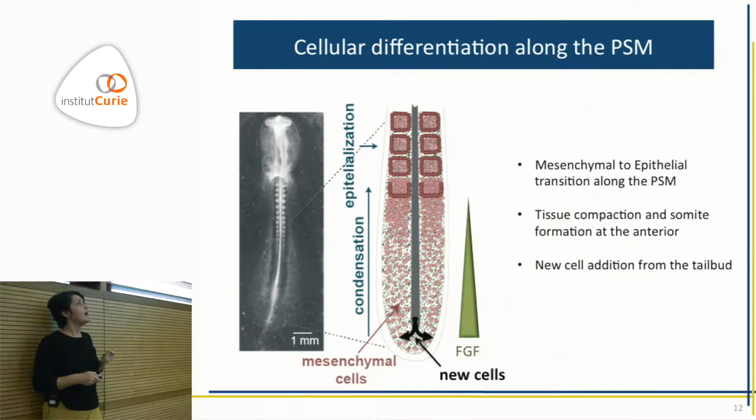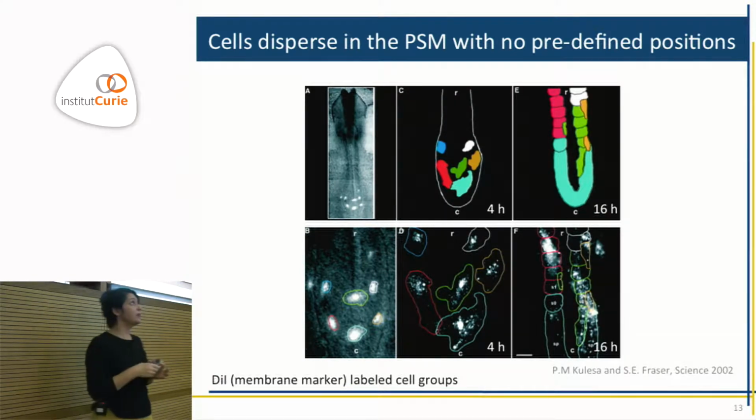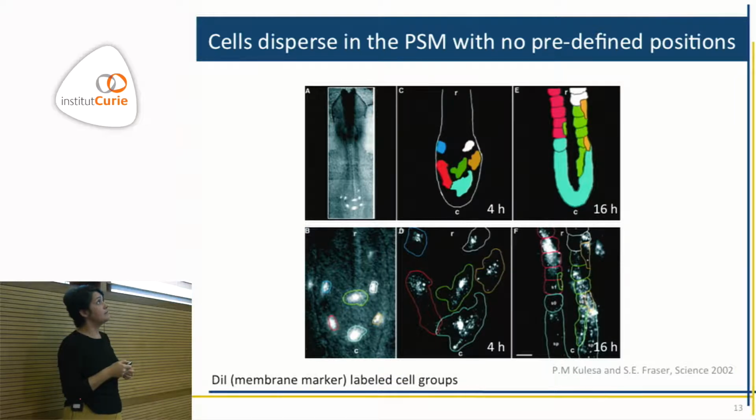Okay? And then one question that people want to know is, if we have the new cells that come from the posterior, do they migrate towards the anterior and end up in somites? So in this case, the cells would end in the somite in an orderly manner. So what they did is that they marked different regions of the PSM with a dye. This is a dye that marks the cell membrane. So here you have different regions. They marked them with different colors, and they looked at how they ended up in the somites.